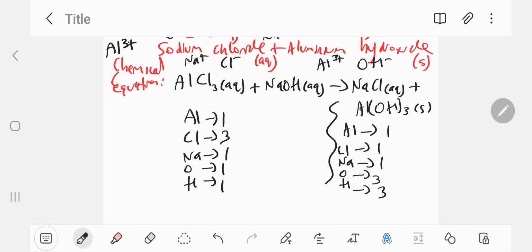So what do we do to balance this? Well, to turn the 1 chlorine into 3, we have to multiply by 3. So we put a 3 out the front here. Now the sodium becomes 3. All right, let's cross that out, put 3. How do we get 3? Sodium on the left, multiply by 3. Put a 3 out the front. So now there's 3 oxygen and there's 3 hydrogen. And it's now balanced. That's the chemical equation.